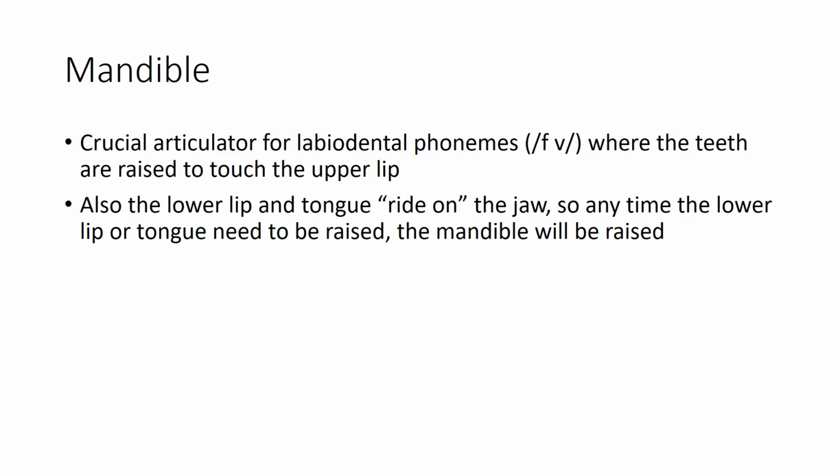Turning to the mandible, the jaw is an important articulator for our labiodental phonemes, where the teeth are raised to touch the upper lip. Also, other articulations produced by the lower lip and by the tongue are connected to the jaw because the lower lip and the tongue ride on the jaw. So anytime the lower lip or the tongue need to be raised, the mandible will also be raised.